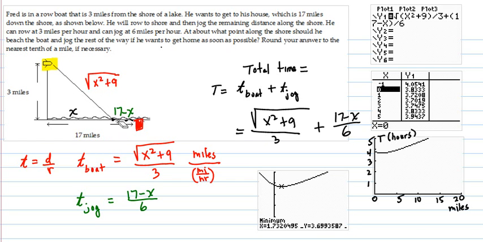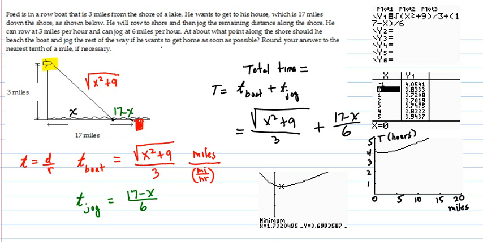So that's going to be the problem, because also in the mix here is that the rowing speed is 3 miles per hour, and the jogging speed is 6 miles an hour. And the idea is that we want to minimize the time. It says, at what point along the shore should he beach the boat and jog the rest of the way if he wants to get home as soon as possible? So that's the idea of minimizing the time.